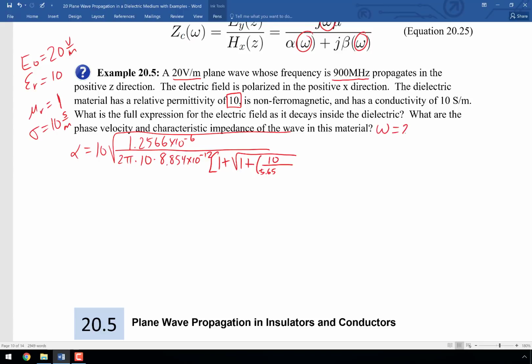5.65. Whoops, I forgot to do something. Omega. I need to know omega is 2 pi f. I know f is 900 times 10 to the 6th. So this works out to be 2 pi times 900 times 10 to the 6th, which is 5.65 times 10 to the 9th radians per second. I needed that because I'm using it here in the denominator. 5.65 times 10 to the 9th, and then that's multiplied by 10 times 8.854 times 10 to the minus 12th. And I got to close that parentheses and square that term, close the square root, close the denominator, and then the outside square root.